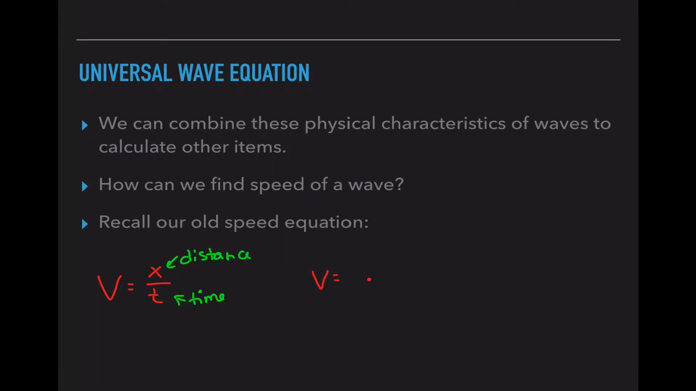So v is still our velocity, but instead of distance traveled, we want to use a distance measurement for waves, and one of those measurements is wavelength. Wavelength is something that we measure in meters, which is also a distance measurement. And we want to divide by something that is measured in time. So another wave characteristic that we measure in time is period. Period is measured in seconds. So meters per second, wavelength over period, is the same as meters per second, distance over time.